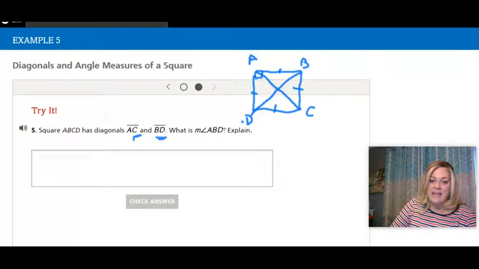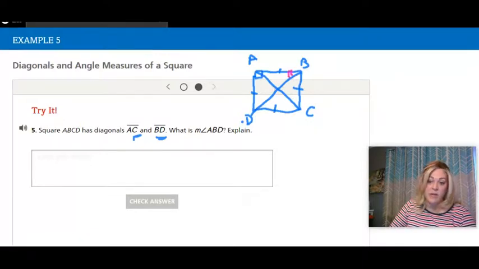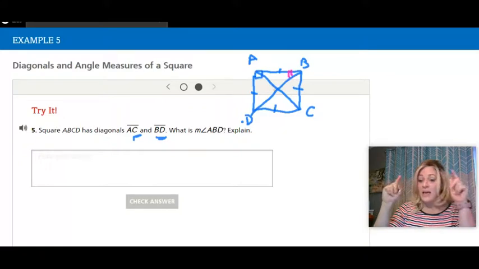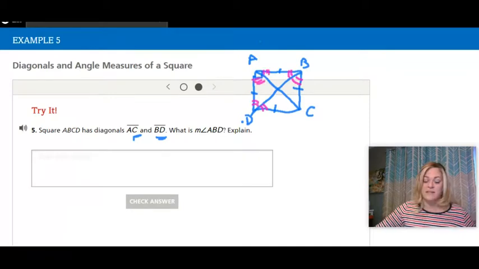What is the measure of ABD? So I'm going to highlight that in a different color. ABD right here. Now think of all the properties we've gone over. This is a square. Diagonals bisect each other. All the sides are the same. Every corner angle, every interior angle is 90. And if I have this diagonal that cuts through the angles perfectly or bisects them, because a square is also a rhombus, the diagonal cuts each of the interior angles in half or bisects them.